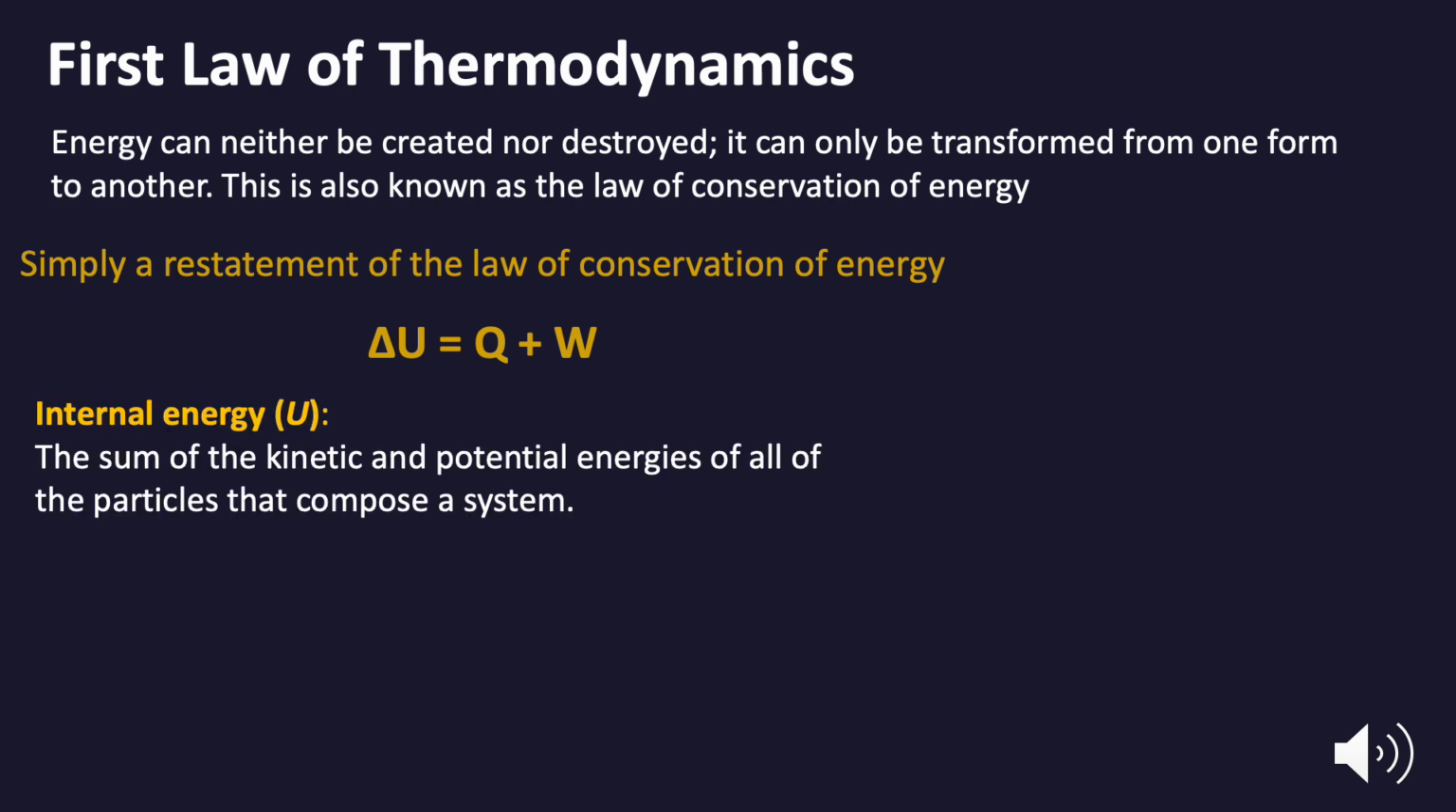First, internal energy, U. This is the total stored energy inside your system, like a gas in a container. It's the kinetic energy from particles zipping around plus potential energy from their positions and interactions. Internal energy depends only on the system's state, like temperature and volume. Not how it got there.